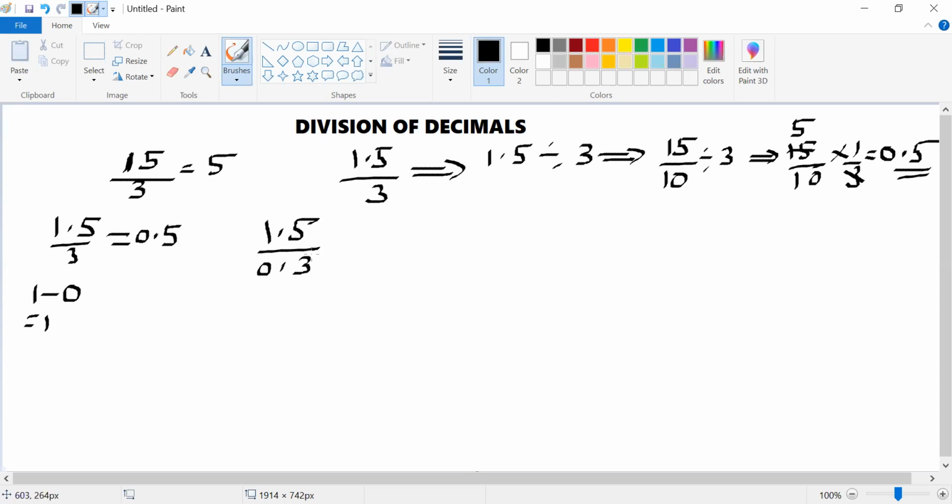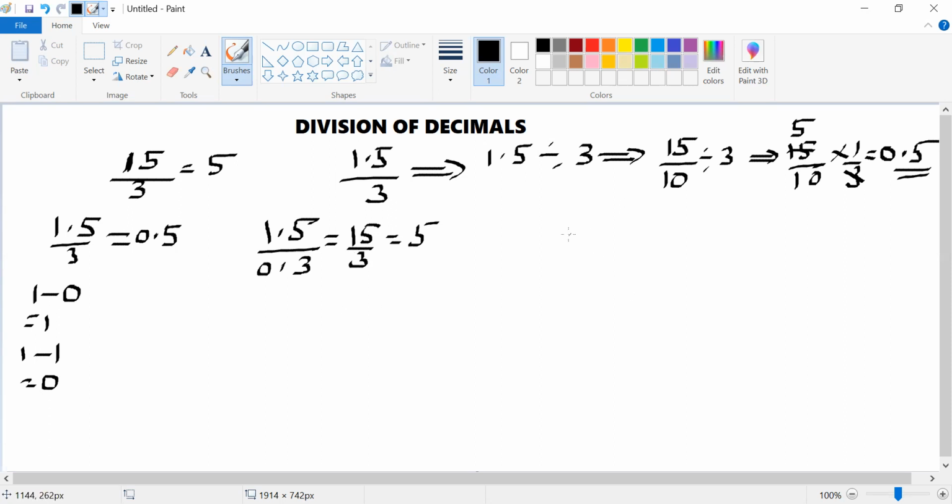Now, if the number is 1.5 by 0.3, 15 by 3 is 5. Numerator 1 decimal place, denominator also 1 decimal place. So 1 minus 1 is 0. That means the quotient will not have any decimal place. If the numerator and denominator have an equal number of decimal places, cancel it. Simply you can write it as 15 by 3 equal to 5.